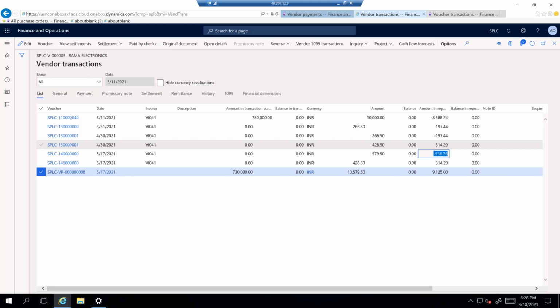Understood? This is foreign currency revaluation. Same process on the sales side. Vendor side and customer side. If it is a vendor side, it is an international vendor you are importing from. If it is a customer side, you are exporting the material to customers in abroad countries. Any doubt in this process?